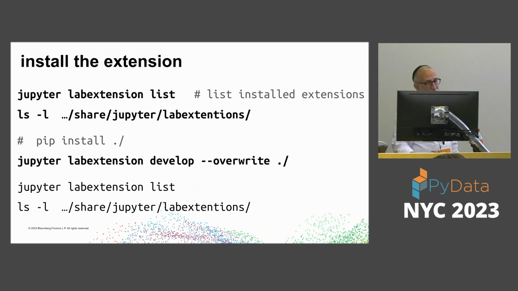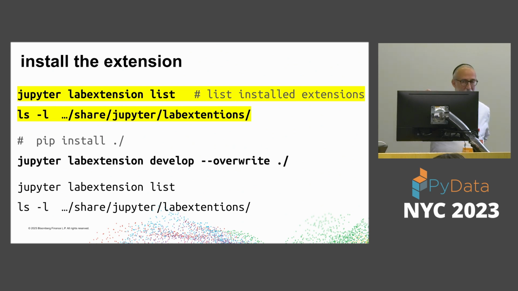Now we need to install the extension. So before we install, I'm going to show you these two commands. You run JupyterLab extension. We saw that command before. It had a subcommand build. Here we're going to run the subcommand list. This will list all the installed extensions. And at the same time, it will list the directories where it found them. It looks in several different places, and it'll show you where it found the extensions. And you can ls that directory and actually see the extension files installed there.